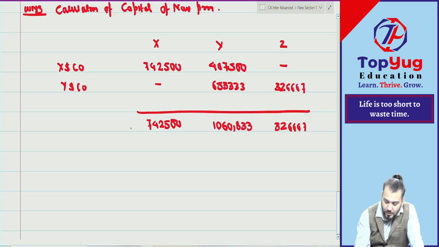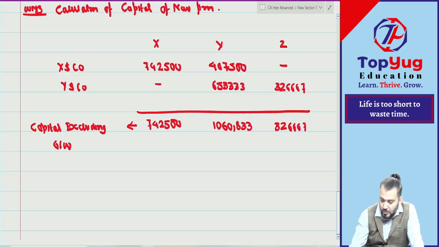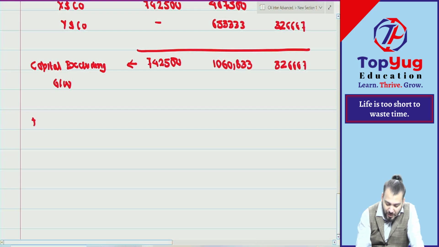This is capital excluding or including goodwill? Very good. It is excluding goodwill. Now we'll do plus minus goodwill adjustment.